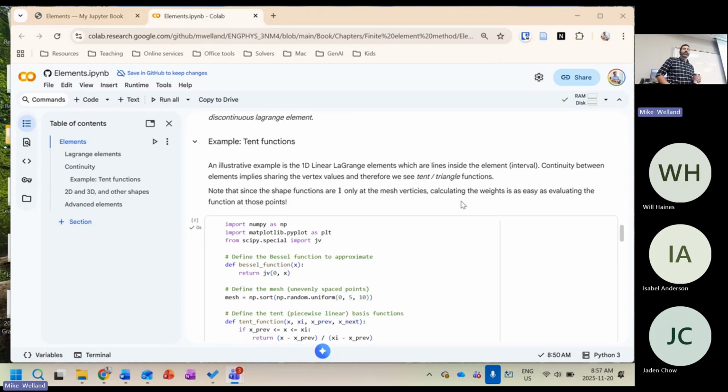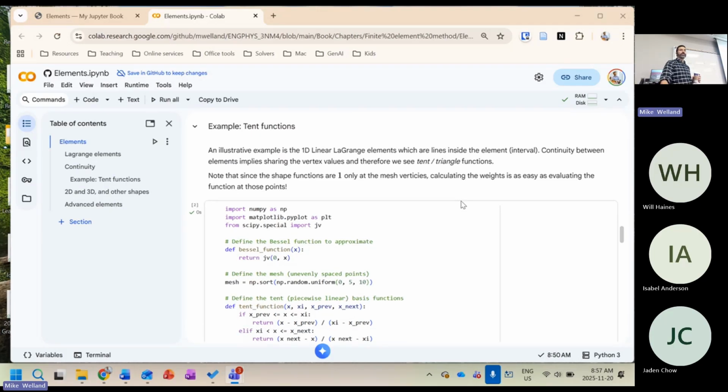Okay. So 1D Lagrange elements are lines inside your element, right? And the continuity implies that you're sharing vertices, which means your shape function is going to look like a tent. Sometimes these guys are tent functions.